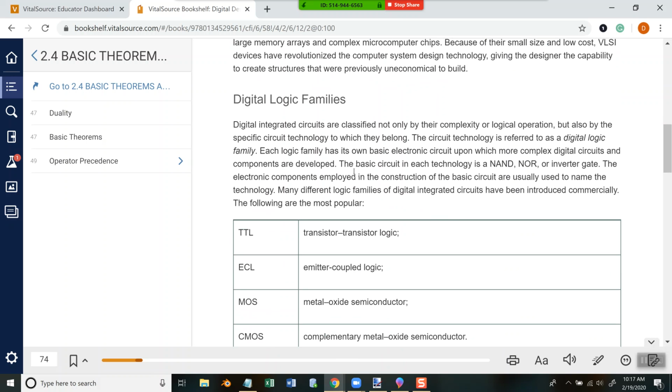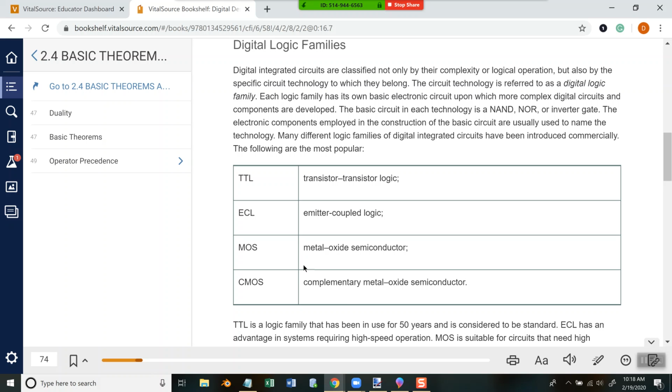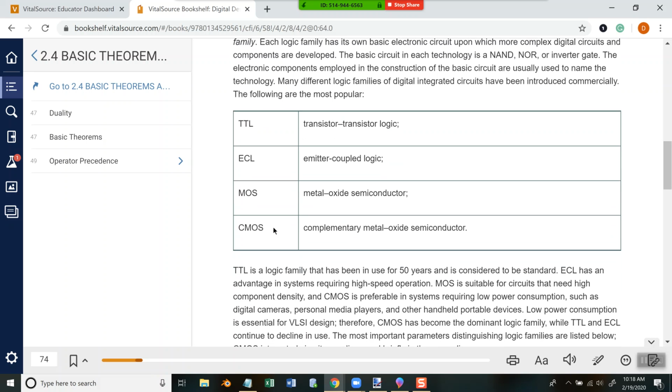You've got digital logic families. We'll go into this a whole lot, but they are TTL, transistor-transistor logic, ECL, emitter coupled logic, MOS, metal oxide semiconductor, and CMOS, complementary metal oxide semiconductor. These are classified under complexity, but also by the specific circuit technology to which they belong. Circuit technology is referred to as digital logic family. CMOS you may have heard about before. That's in the computer. These other ones, TTL, that rings a bell, but I don't remember if that's from the computers or from this class.